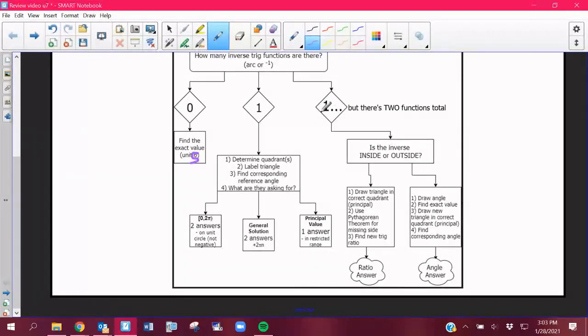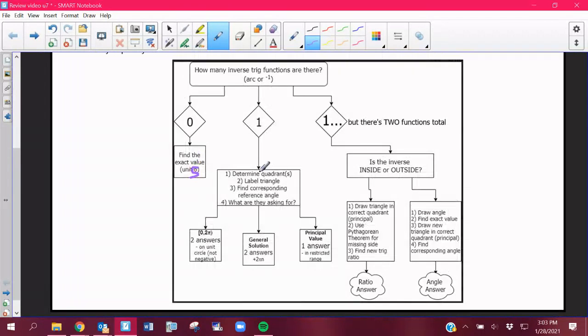If you have one inverse, but there's 2 functions total, so you have an inverse sine but a normal cosine, then you think about your composition rules. You think, is the inverse on the inside or the outside? Follow these steps, make sure you have a ratio answer. If the inverse is on the outside, follow these steps, you'll get an angle answer. Again, this little flowchart should be in your review.